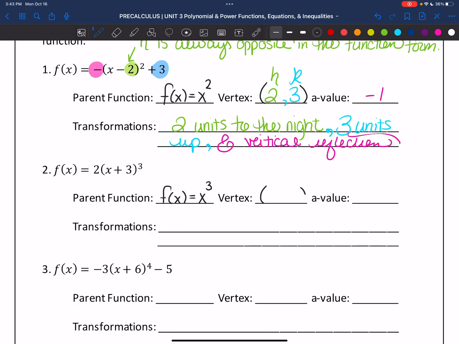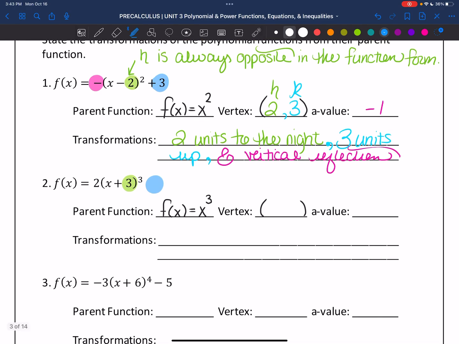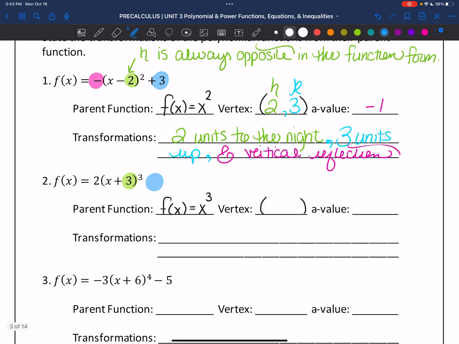So what's going to be our vertex? Remember, to find your vertex, you need to know your h and your k value. And remember what we said, our h is always opposite in the function form. What does it look like our h value is here? 3. But it must be opposite, therefore our vertex is in fact a negative 3.